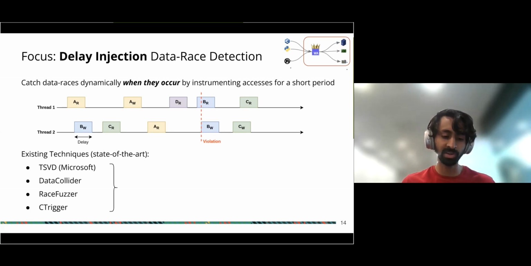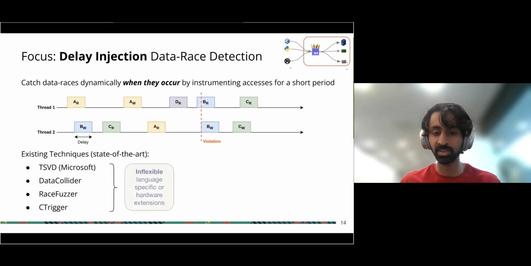But in particular, when honing in on these techniques, I noticed a couple of things. One is these techniques are often inflexible because they're language specific. The Microsoft one, for example, was C#. Some of them require hardware extensions. DataCollider actually requires you to have special registers that are reserved for this delay injection technique.